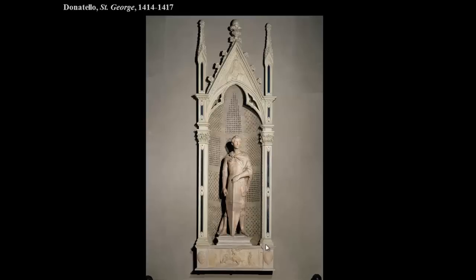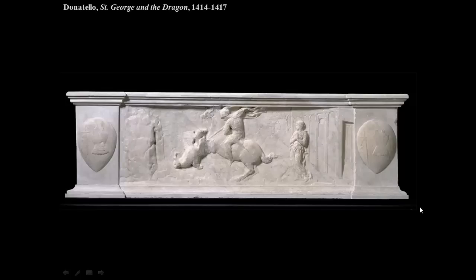So here I'm showing you the larger niche as a whole. Donatello completes the sculpture within the niche, but also this little relief panel underneath his feet. So here we see St. George's most famous story, where he's on horseback in action and he's in the middle of slaying this dragon. So this narrative is very fundamental to understanding who St.